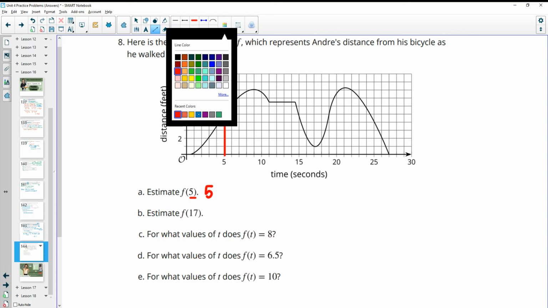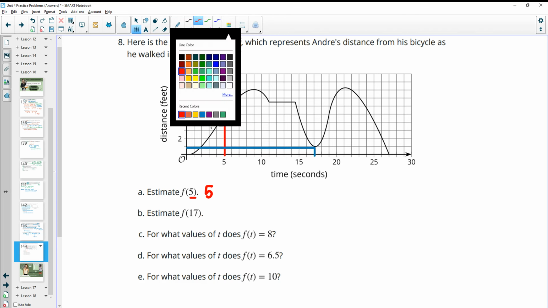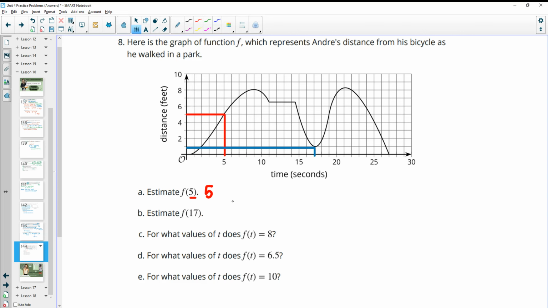Estimate f of 17. So if we go over, 15, 16, so here's 17. And if we go over, the output is 1. So then after 17 seconds, he is 1 foot away from his bike.